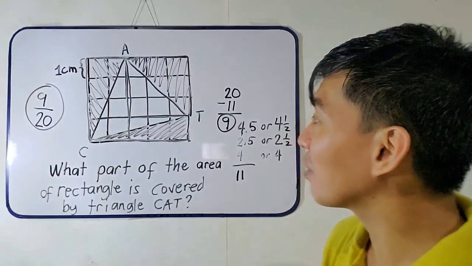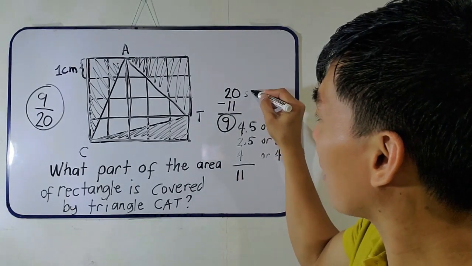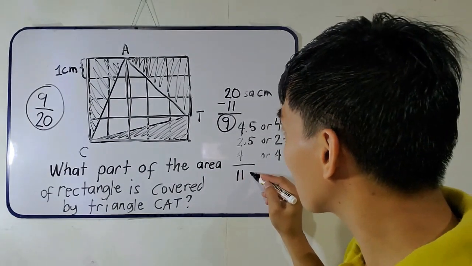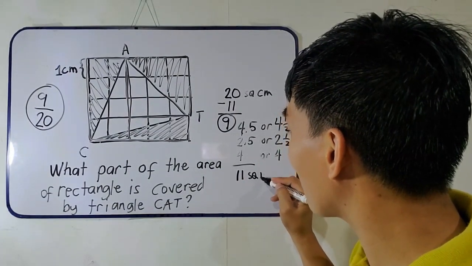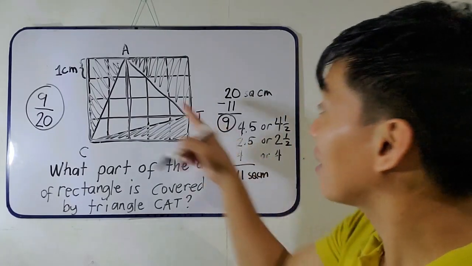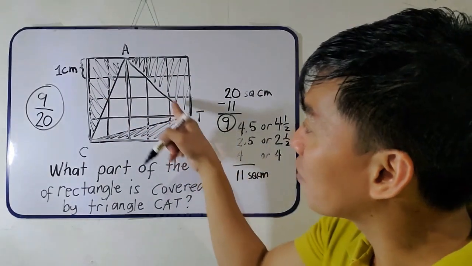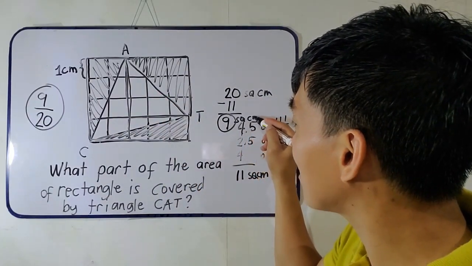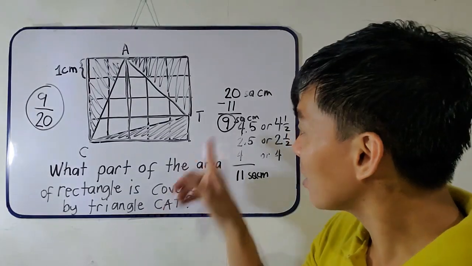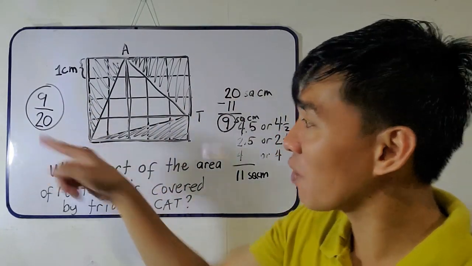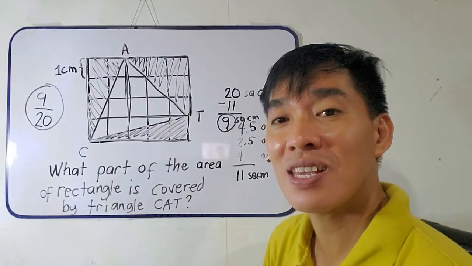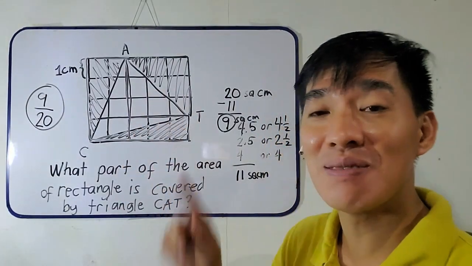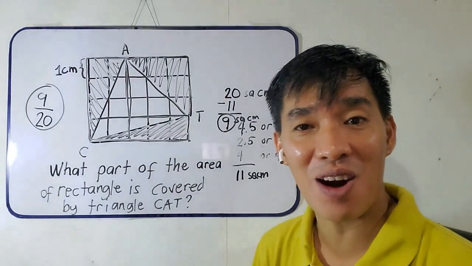Once again, I would like to emphasize that 20 square centimeters is the area of the rectangle, while 11 square centimeters is the area of the shaded figure. So therefore, the triangle, which is the unshaded, is 9 square centimeters. So 9 square centimeters over 20 square centimeters, 9/20 is the portion covered by the triangle. And that's the answer for our challenge.